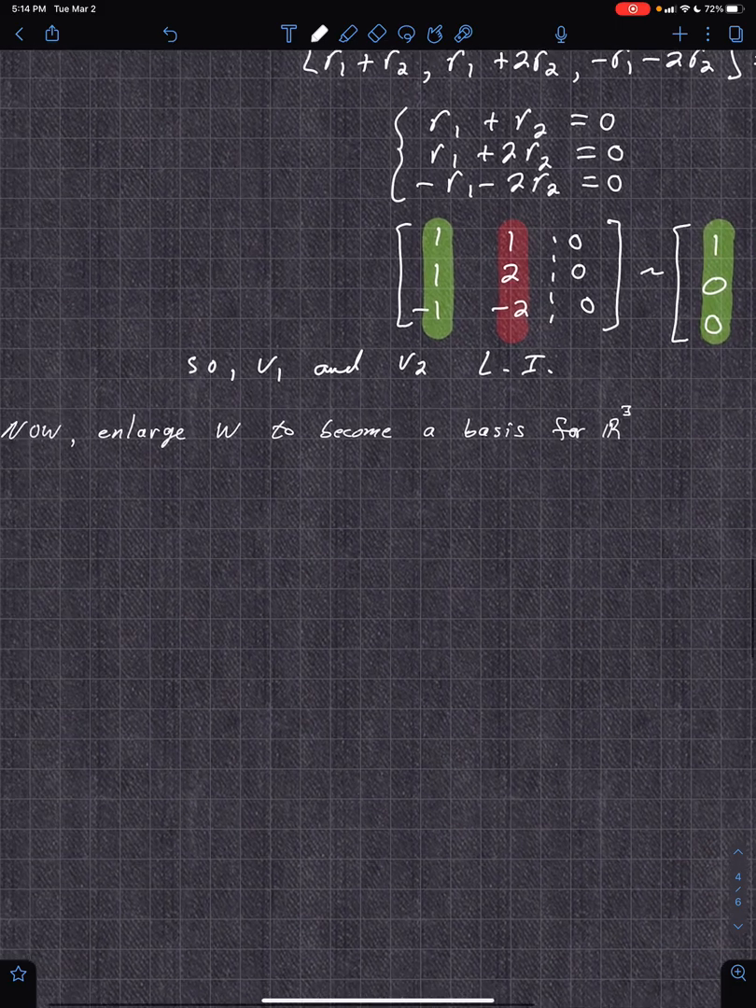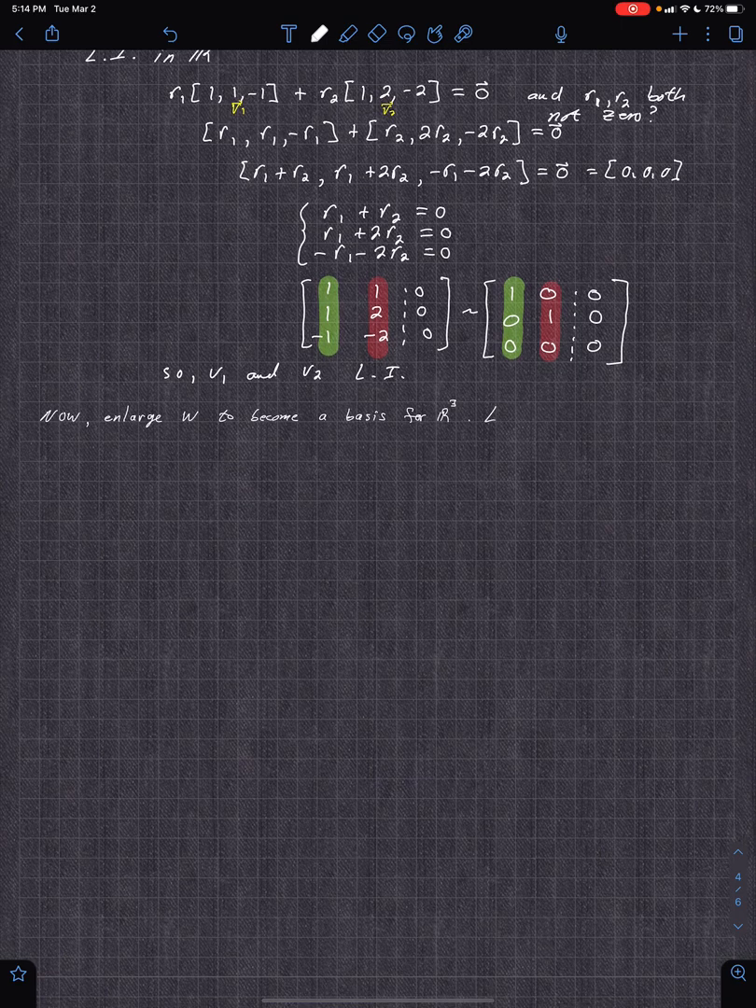Okay, so let's let v1 be this vector. I already labeled it up there, but we're relabeling it for this question. And let v2 be 1, 2, -2. We know that this set of vectors, e1, e2, e3, is a spanning set for R3.